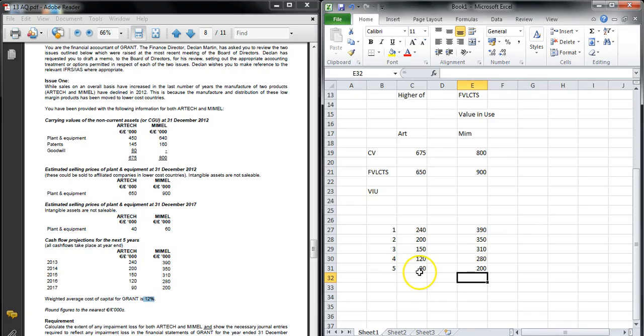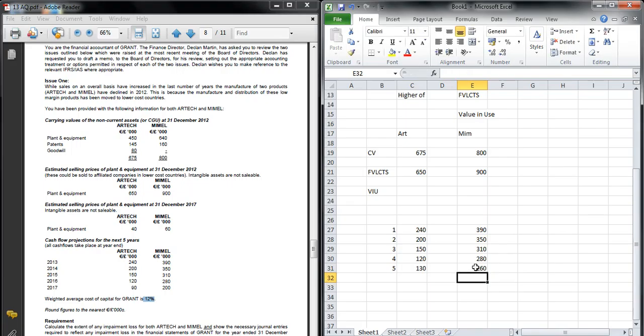Now the one thing to watch for here is, if I am selling the cash generating unit at the very end, then I will also add in the selling price at the end of 2017. So that is why you're told in the question, if I'm going to use this for the next 5 years, it will also have a residual value. So the residual value you're told for Artec will be 40, so you add that to the year 5 cash flows. And likewise the residual value for MIML will be 60, which again you'll add to the year 5 cash flows.